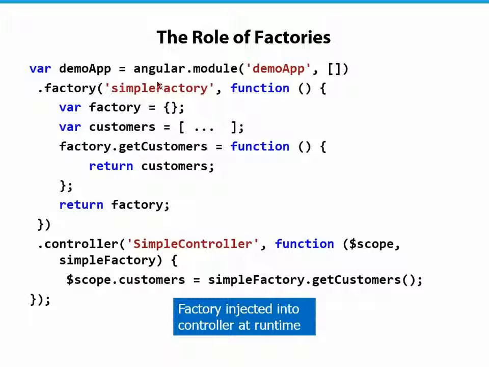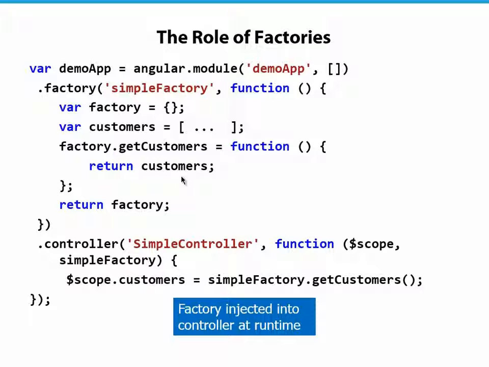So in this factory, we're going to give it a name. And what the factory is going to do in this case is provide a way to get customers. So let's assume we have some customers variable up here. And what we want to do is create a factory object, define a method on it that returns this customer variable. Now, in a real life app, this getCustomers might actually go out and make an async call. And then that async call data returns, and then returns it to the controller or controllers that need it.